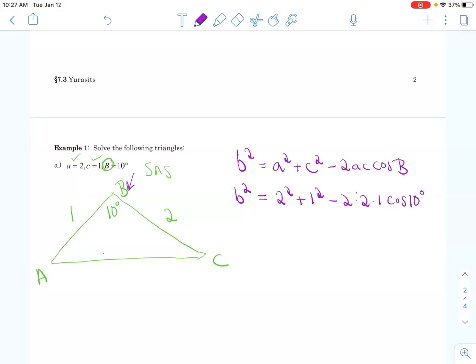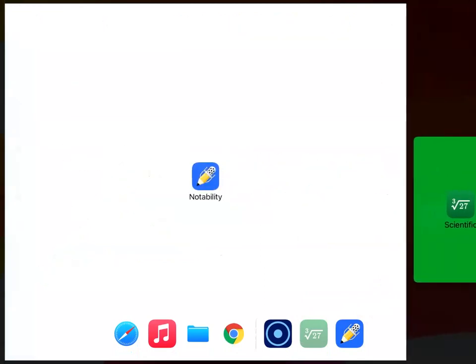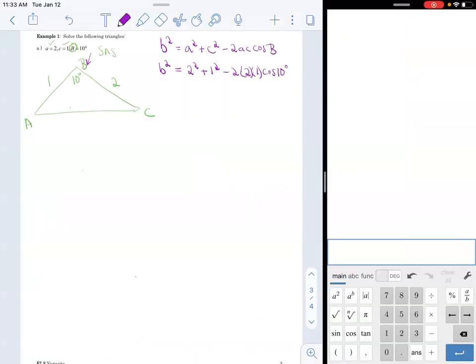All right, maybe I'll put parentheses around this. Well, this is a nice one, so I can just use a calculator to calculate this for me. So I'm going to go to my calculator and bring it side by side. Okay, so let's continue solving this. I'm going to use my Desmos.